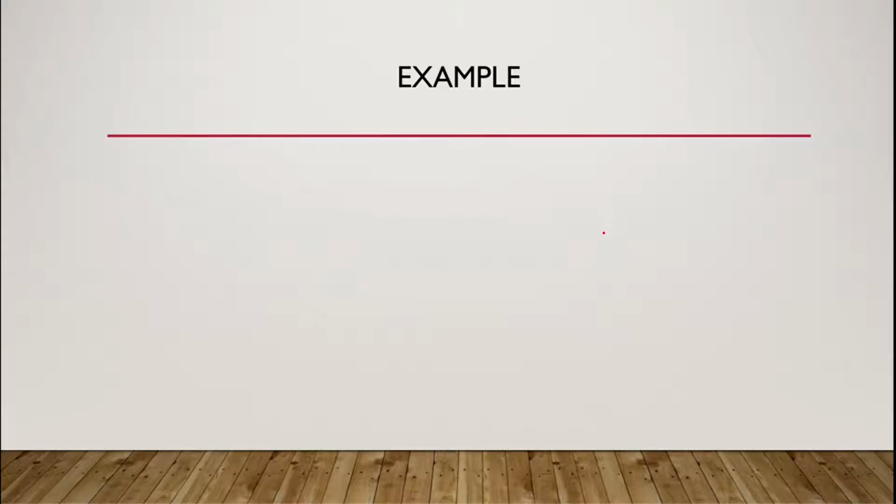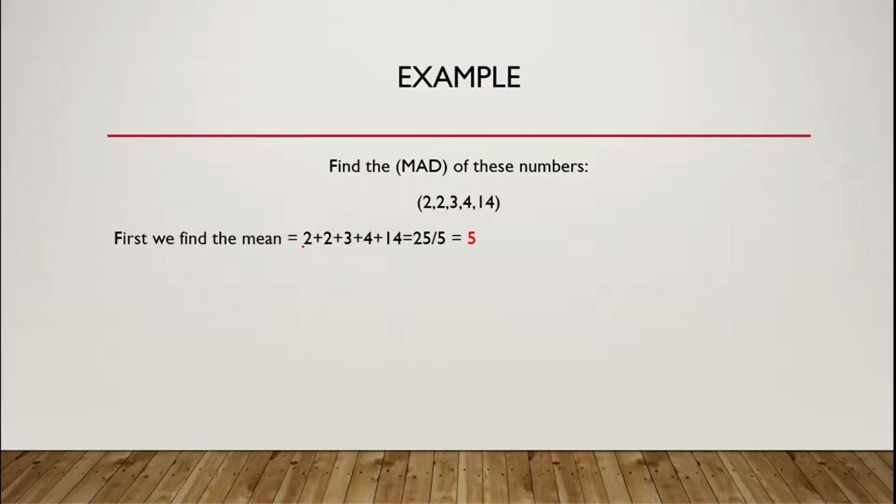So now here's an example. The question says, find the mean absolute deviation of these numbers: 2, 2, 3, 4, and 14. As we said, the first step is to find the mean. An easy way to remember it: in mean absolute deviation, just take the mean out of it first. So the mean is 5.